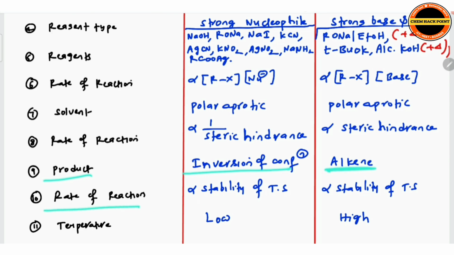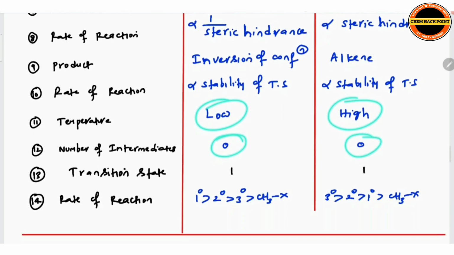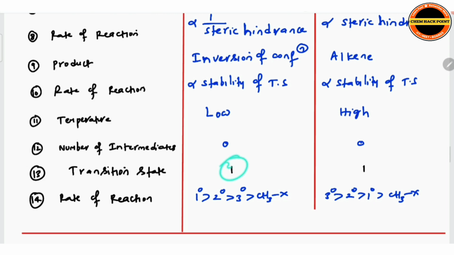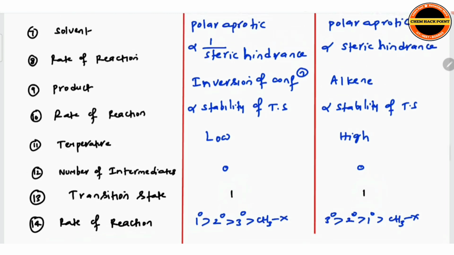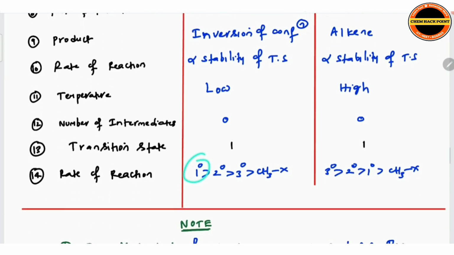Rate of reaction is directly proportional to the stability of the transition state, here also the stability of the transition state. Temperature low, temperature high. Number of intermediates 0, here no intermediate in both cases. Transition state 1, here it is 1. Rate of reaction for primary, secondary, tertiary is inversely proportional to steric hindrance. So lighter alkyl halides react faster: methyl halide, primary, secondary, tertiary. Here it is tertiary, secondary, primary, methyl halide. For E1 and E2 the sequence is the same.